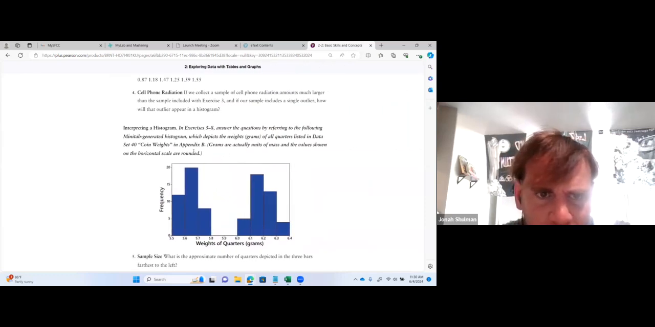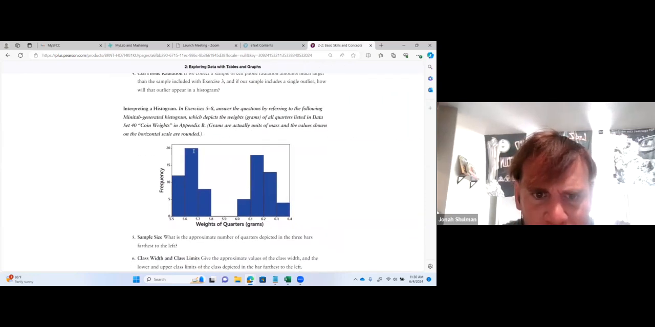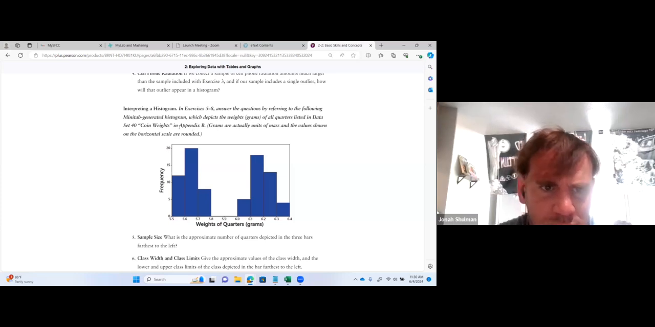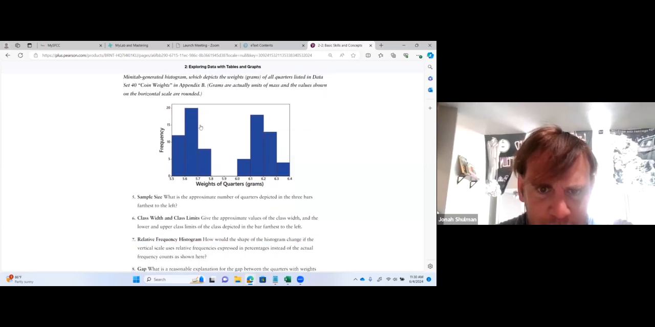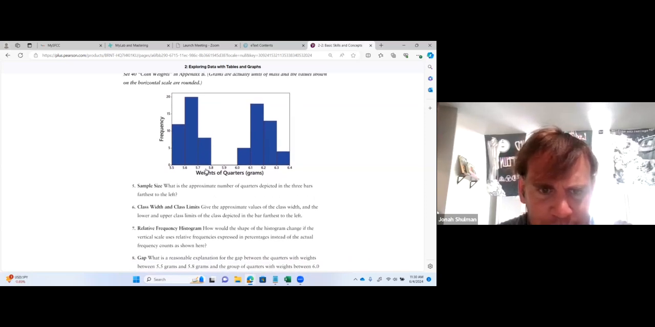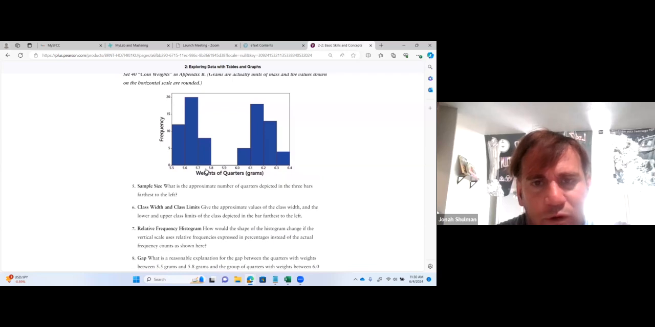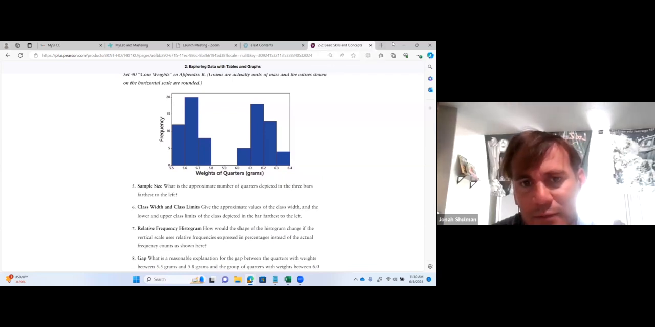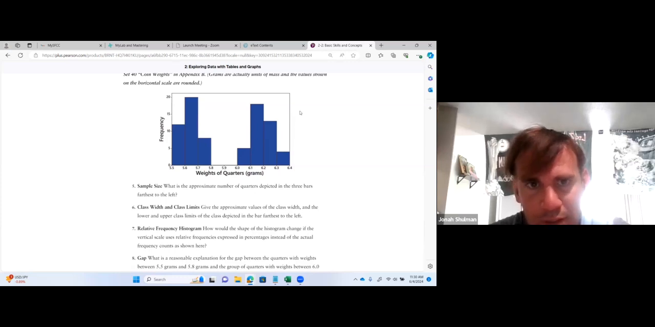Referring to the following Minitab-created histogram, which depicts the weights of all quarters listed in the data set for coin weights. Okay, so we have quarters. We've got none that are between 5.8 and 6.0. All right, so before we do this, I want to build this on StatCrunch for you. Why? I think it'll be helpful. So this is their little picture.